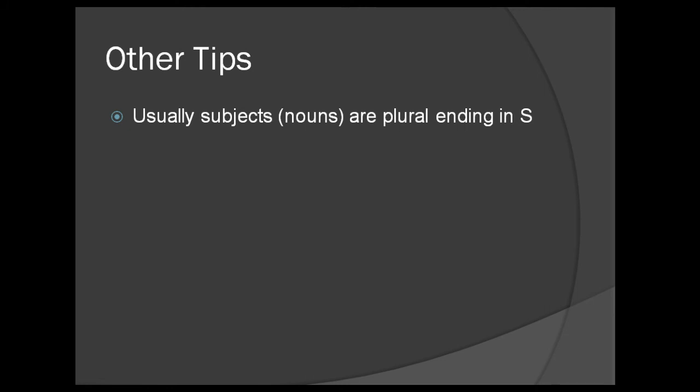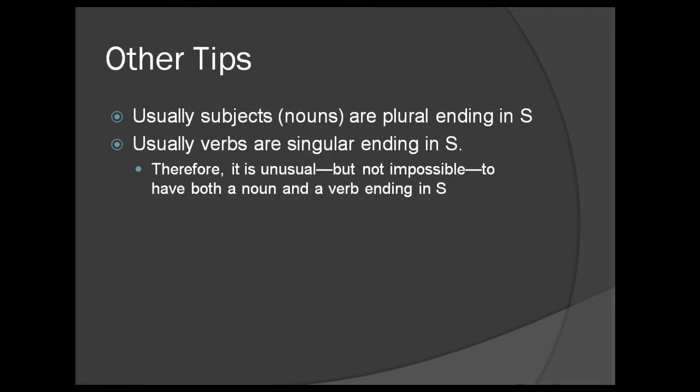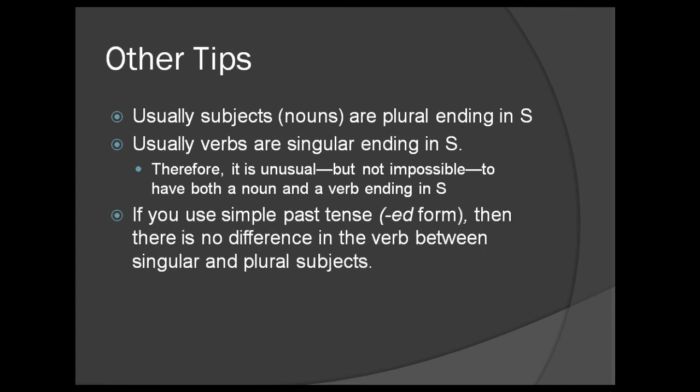A few other tips. First, usually subjects are nouns. They are plural when they end in the letter S. Verbs typically are singular when they end in S, especially in the present tense. Therefore, it's unusual, but not impossible, to have both a noun and a verb which end in the letter S. If, however, when you're writing, you use a simple past tense, like the ED form, then you can remember that there's no difference in the verb between singular and plural subjects. Again, this is if there are no helping verbs other than will, in the future simple.